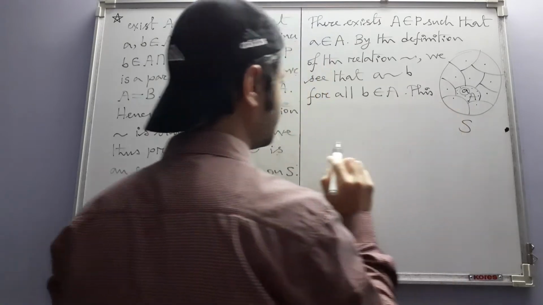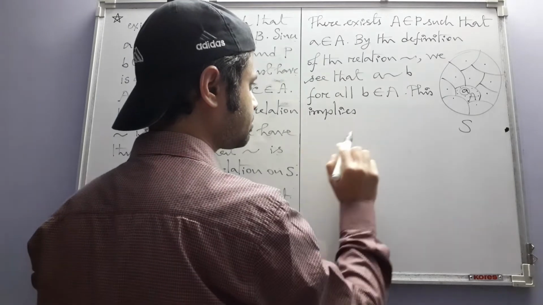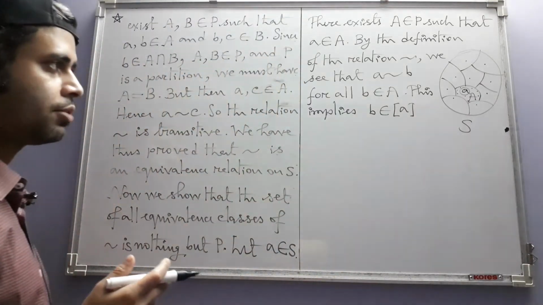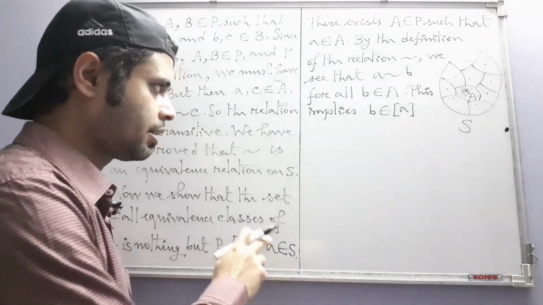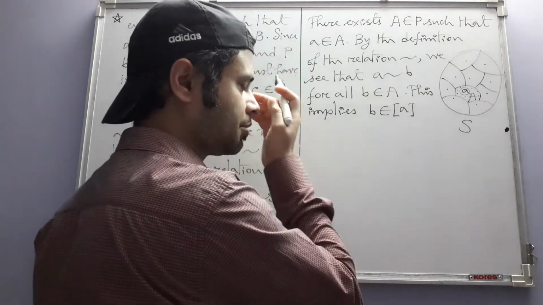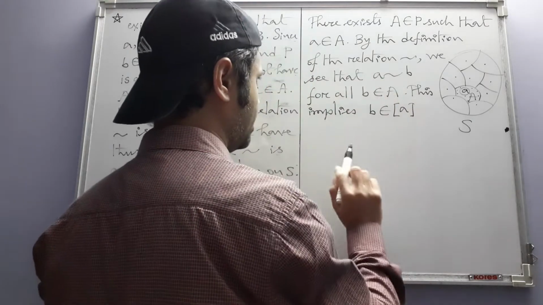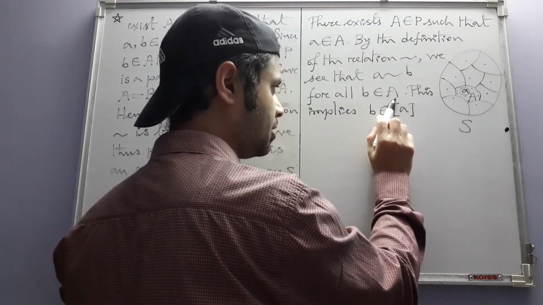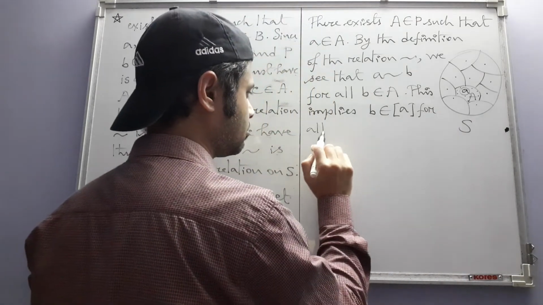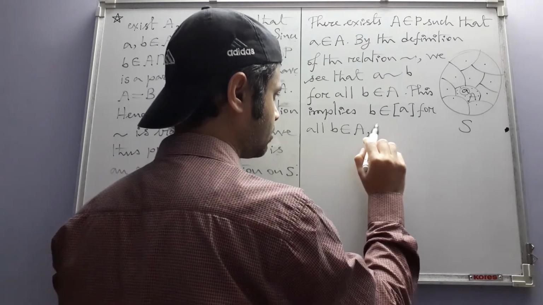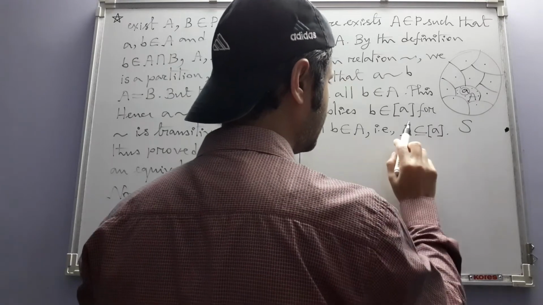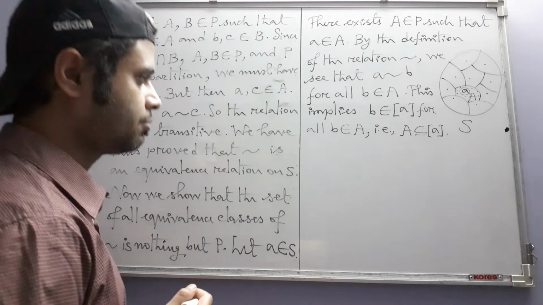This implies that B belongs to the equivalence class of A. The equivalence class of A by definition is the set of all elements in S that are related to A. So B being related to A means B is coming from the equivalence class of A. So this line implies that for all B belonging to A, they belong to the equivalence class of A, that is, A is a subset of the equivalence class of A. You take any B from here that is related to small a, and as such that belongs to the equivalence class of A. Okay.